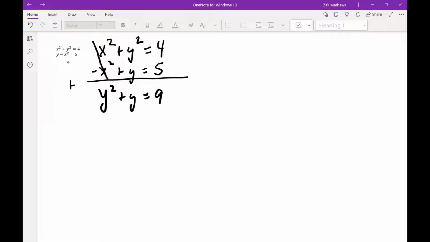y squared plus y is equal to 9. And so with just one step of elimination, we were able to get down to just y's. If you were to use substitution, it wouldn't be real hard either. You could have solved for the y. y would be equal to x squared plus 5, and you could insert that into the other y.